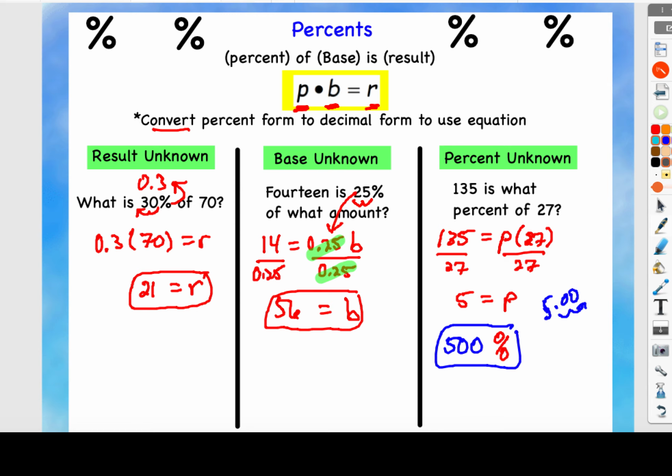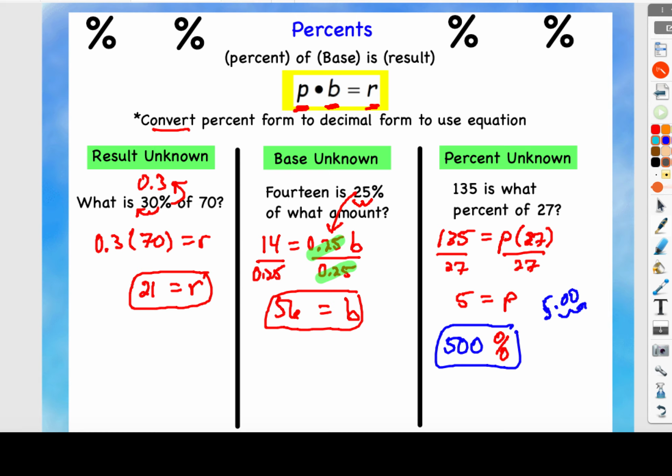Kind of makes sense. 135 is what percent of 27? Well, something times 27 makes 135. It's going to have to be a pretty big number, right? A lot bigger than a decimal value. So again, 500% of that, it just means that we are getting much larger. A percentage of 27 times something over 100% is going to make it bigger than 27. And that just sort of makes sense.